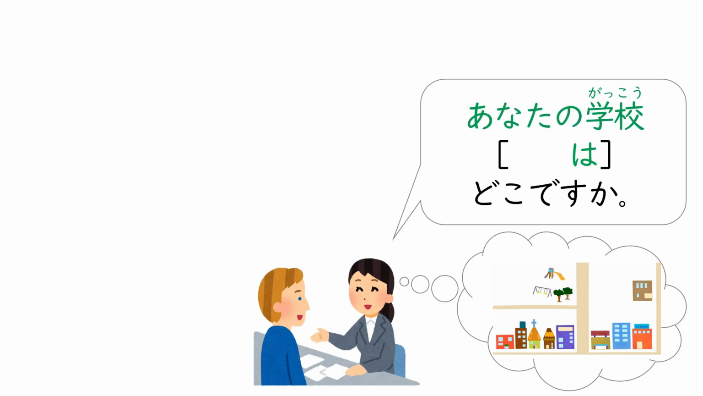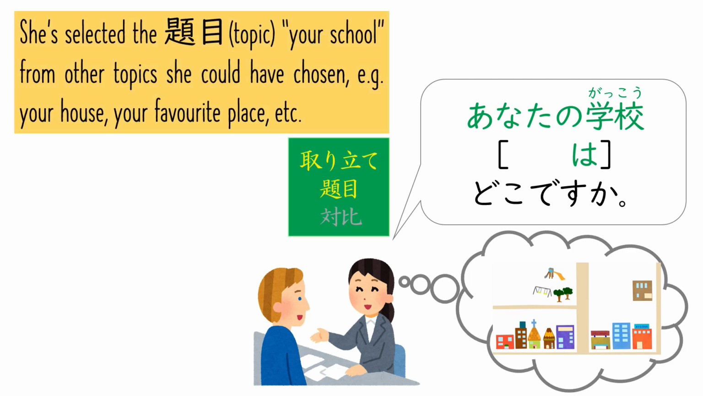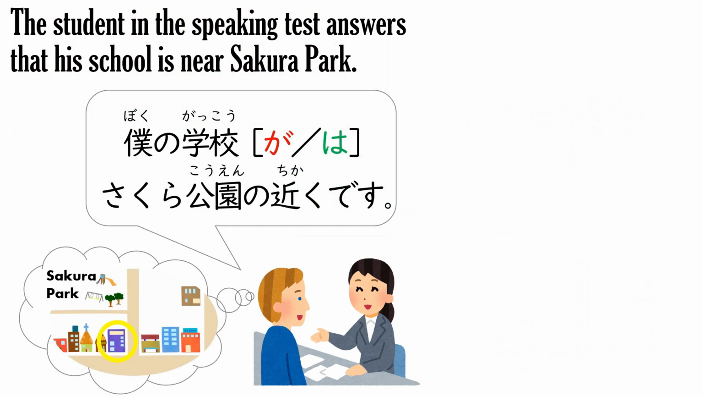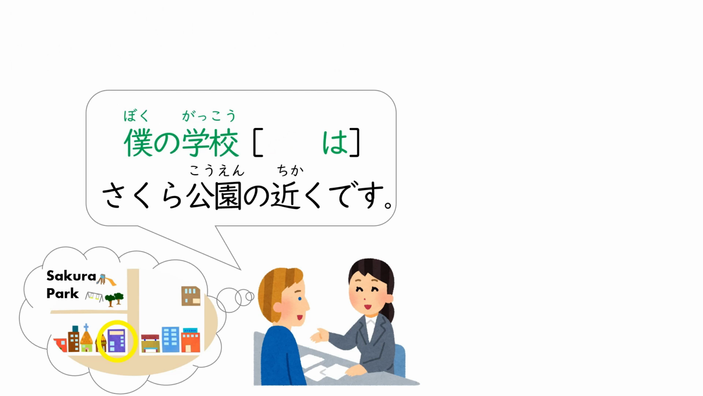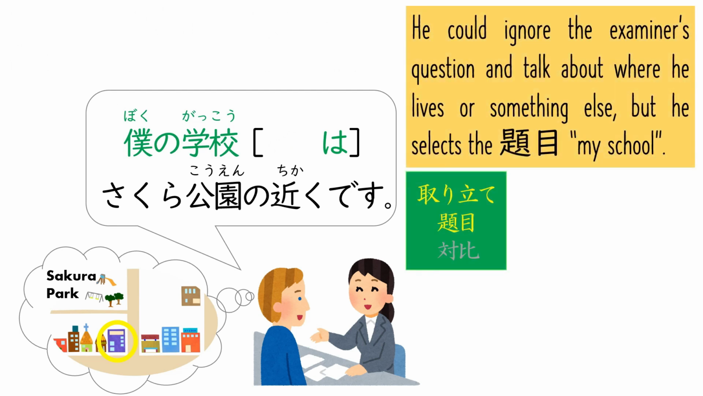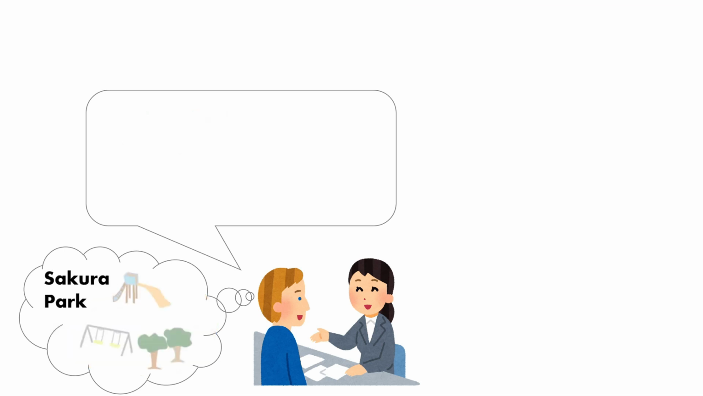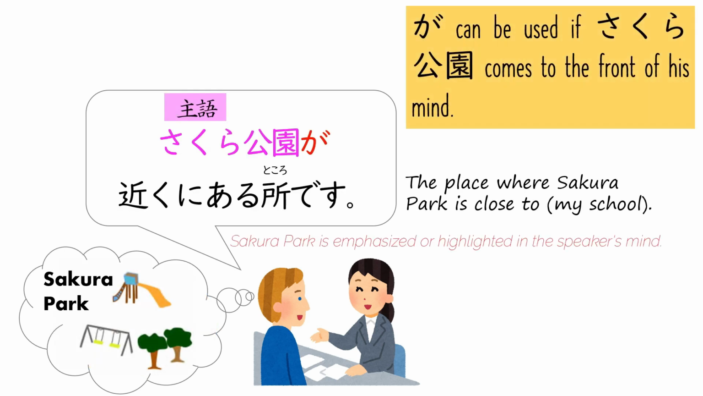あなたの学校はどこですか？ She's selected the 題目, your school, from other topics she could have chosen. 僕の学校は桜公園の近くです。 He could ignore the examiner's question and talk about where he lives or something else, but he selects the 題目, my school. Ga can be used if 桜公園 comes to the front of his mind.